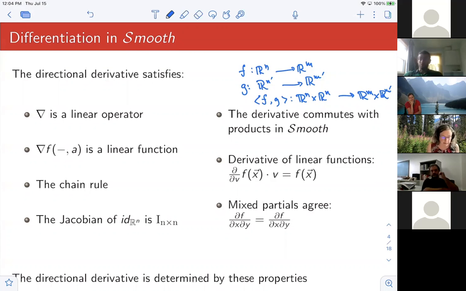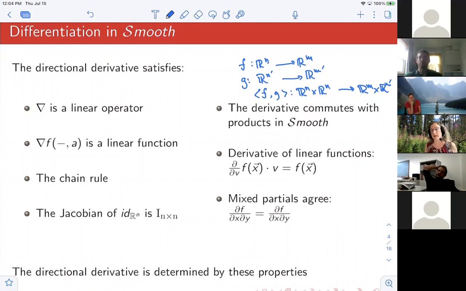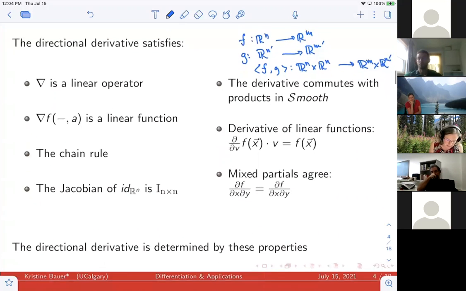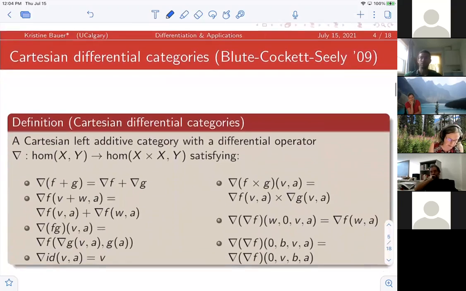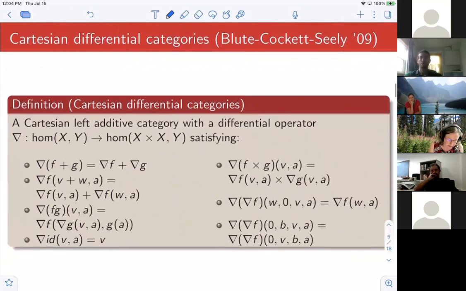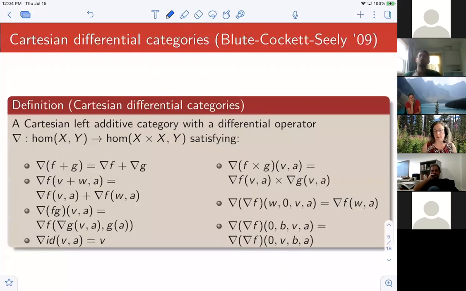Okay, so these nice properties that I have listed, in fact, determine what the directional derivative had to be. If I have any function that satisfies all of these properties, then it was the directional derivative. And that's kind of the idea behind Cartesian differential categories. So a Cartesian differential category is a Cartesian left additive category. So you can think about that as a category in which each of the objects has some kind of monoid structure or abelian group structure if you prefer.